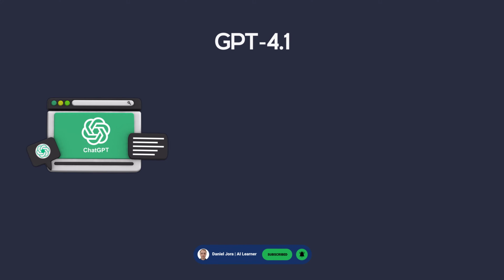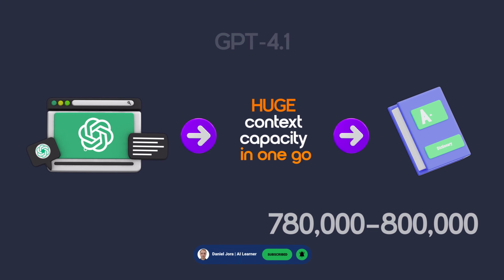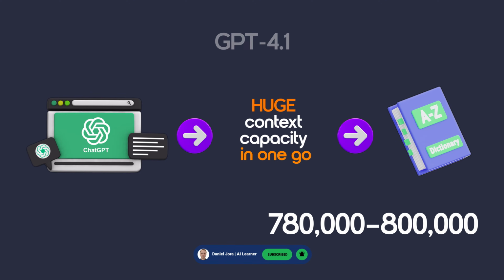GPT 4.1. OpenAI positions this as the smartest non-reasoning model, emphasizing strong instruction following and tool calling with low latency without a reasoning step. The defining difference is the huge context capacity for reading and working across very large material in one go. Its usable memory is roughly 780,000 to 800,000 English words.